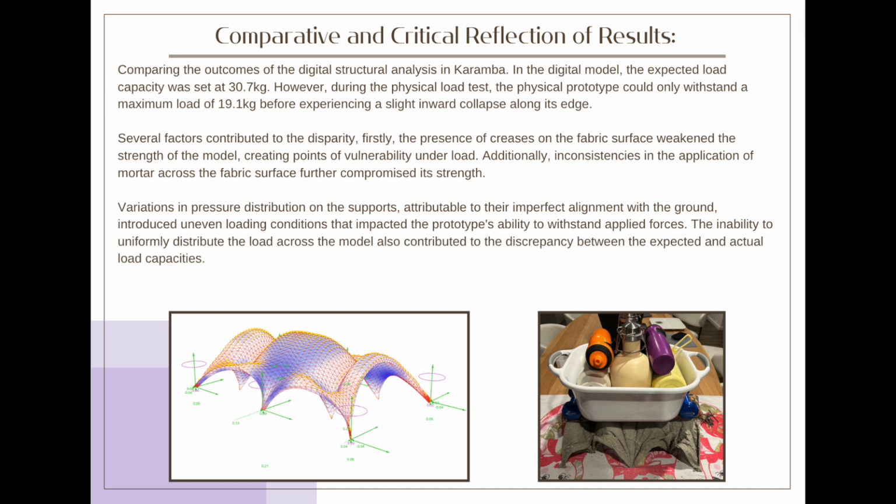Firstly, the presence of creases on the fabric surface weakened the strength of the model, creating points of vulnerability under load. Additionally, inconsistencies in the application of mortar across the fabric surface further compromised its strength. Variations in pressure distribution on supports attributed to their imperfect alignment with the ground introduced uneven loading conditions that impacted the prototype's ability to withstand applied forces. The inability to uniformly distribute load across the model also contributed to the discrepancy between the expected and actual load capacities.